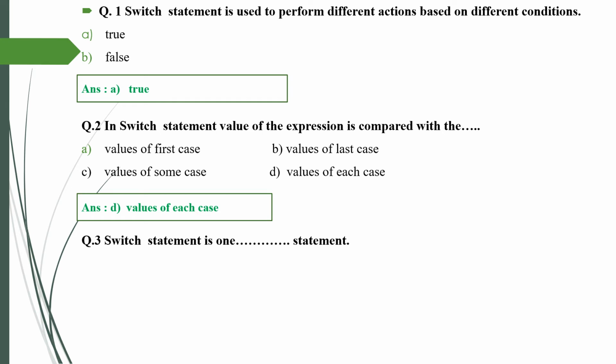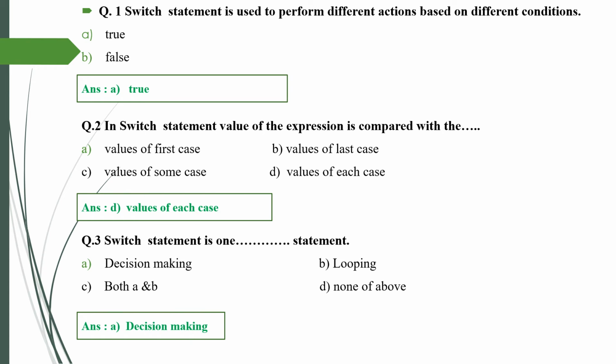Switch statement is one ___ statement. Options are decision making, looping, both A and B, and last option none of above. Answer of this question is decision making. Switch statement is one decision making statement.